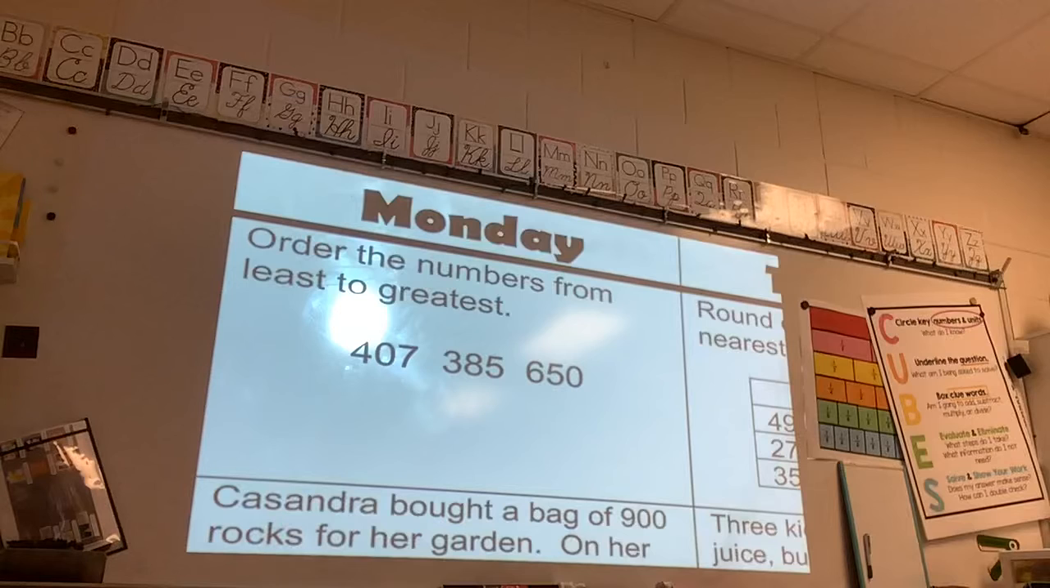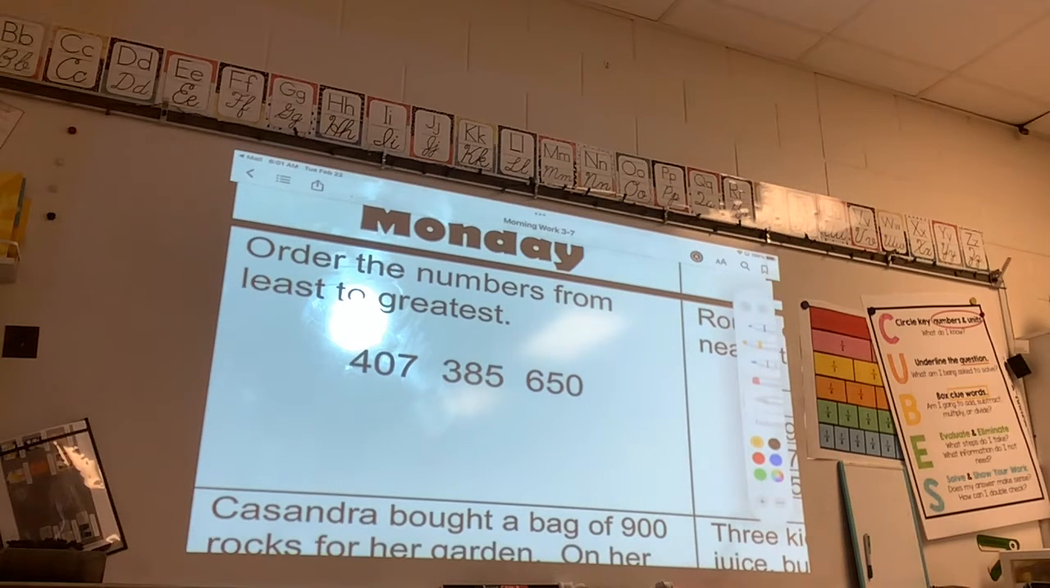So when you're looking at order the numbers from least to greatest in Go Formative, you have a typing box. Which of these three numbers would you have typed first? Kendall? Exactly. So 385. Do y'all remember we did this a long time ago?